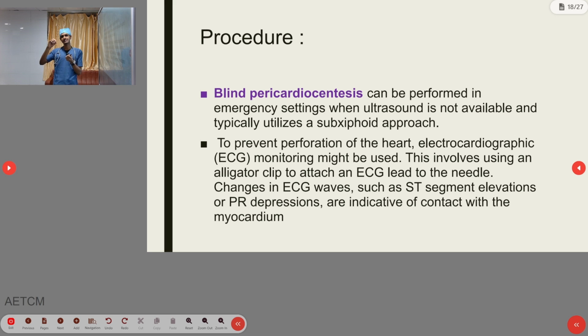If we see any change in the ECG, like ST segment elevation, that indicates contact with the myocardium. Once it hits the myocardium, it will cause ST segment elevation, right? So that is how we understand we are hitting the myocardium, so we have to withdraw a little and then aspirate. That is blind pericardiocentesis.